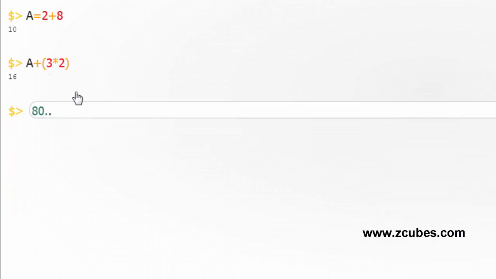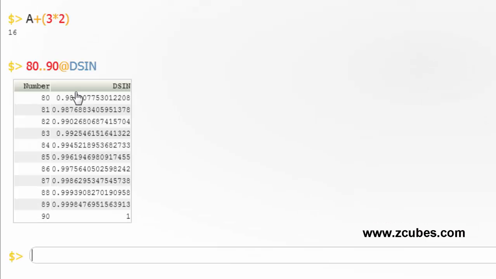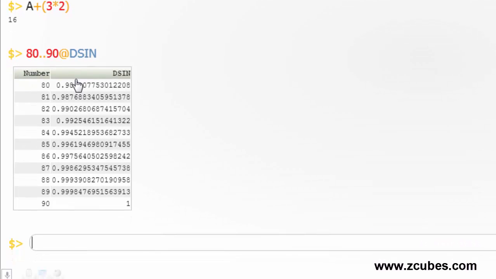80 dot dot 90 applied to d sine. So this gives us the sine values for the degrees 80 through 90. We could have used the same thing the other way around as well, such as d sine applied to degrees 80 through 90, and we get the same result.